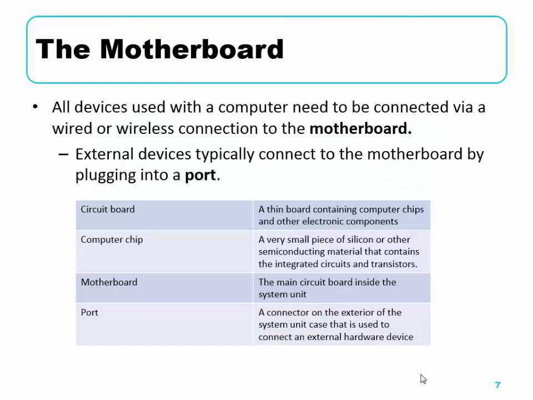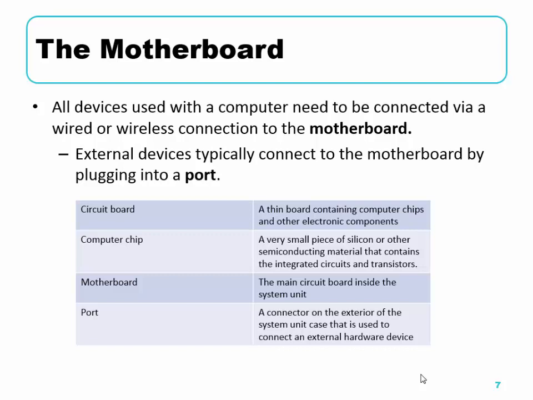Alright, a motherboard. A circuit board is a thin board containing computer chips and other electronic components. Computer chips are very small pieces of silicon or other semiconducting material that contain integrated circuits, which are collections of electronic circuits containing microscopic pathways that electrical currents can travel along, and transistors, which are switches controlling the flow of electrons along those pathways. The main circuit board inside your system is called the motherboard.